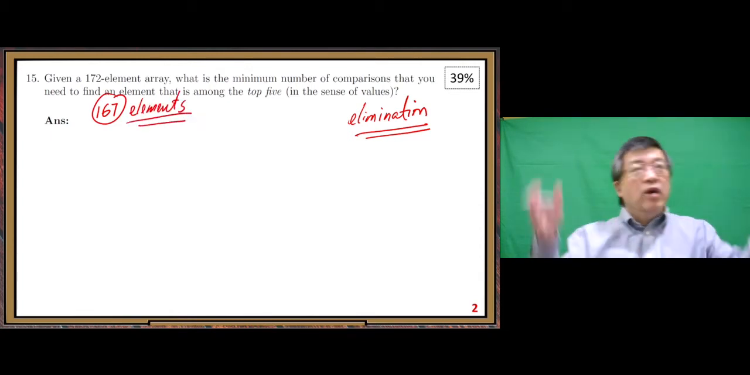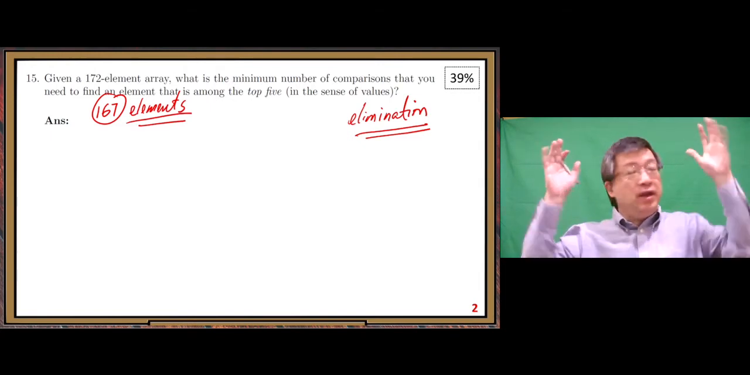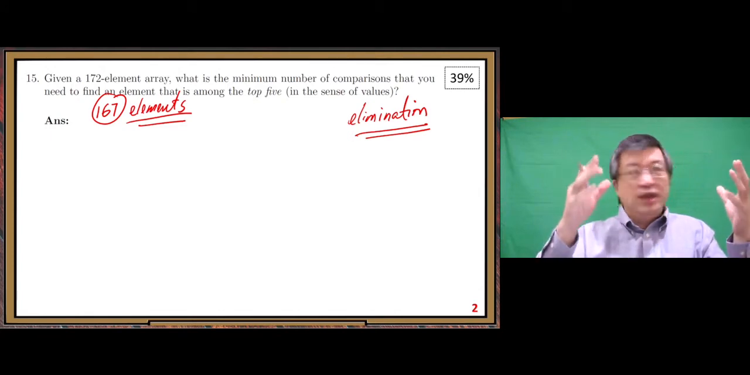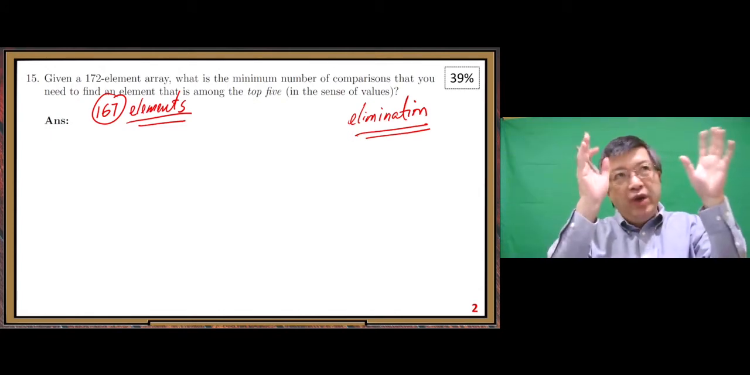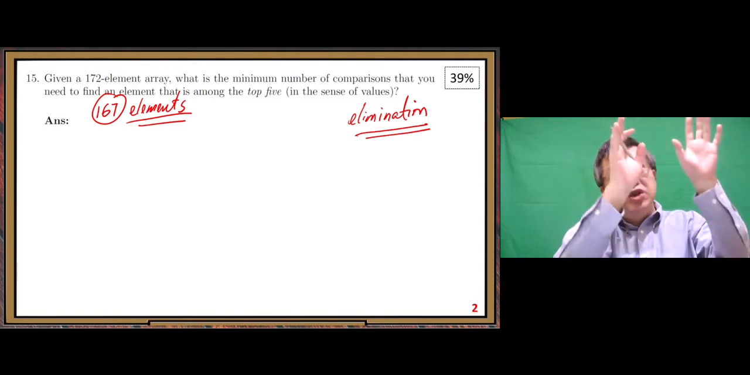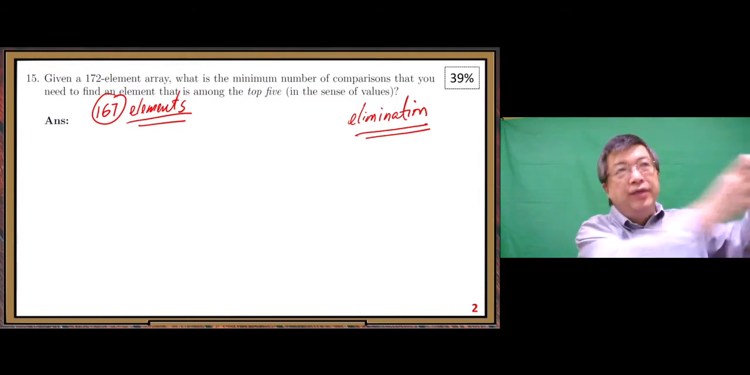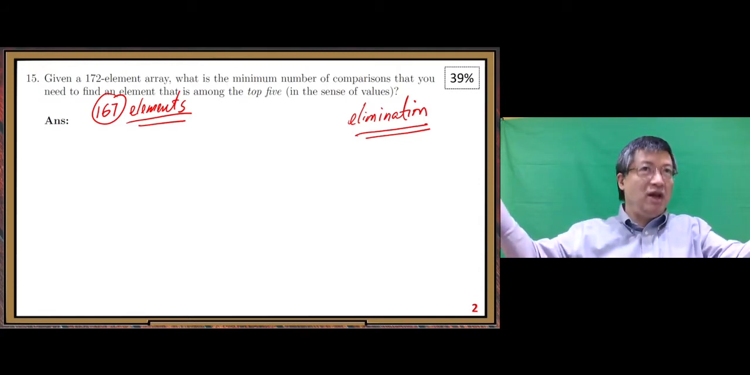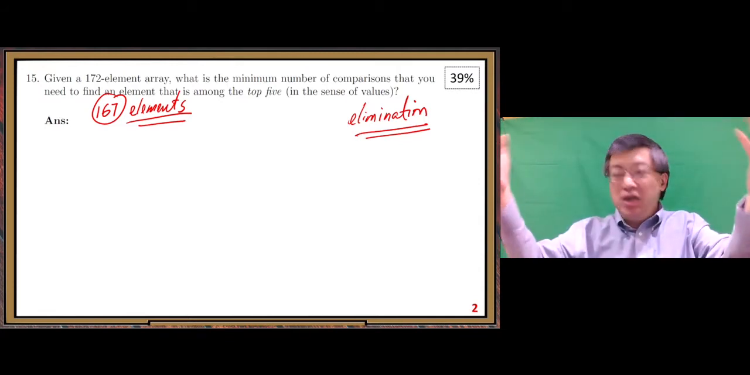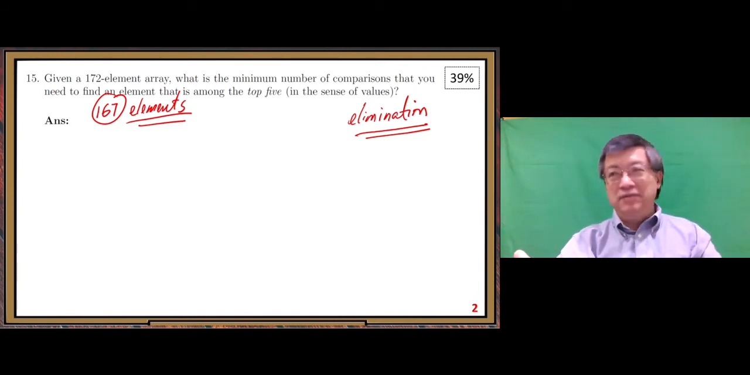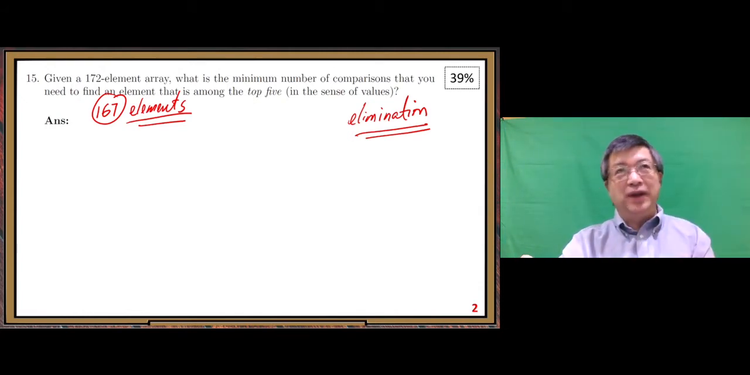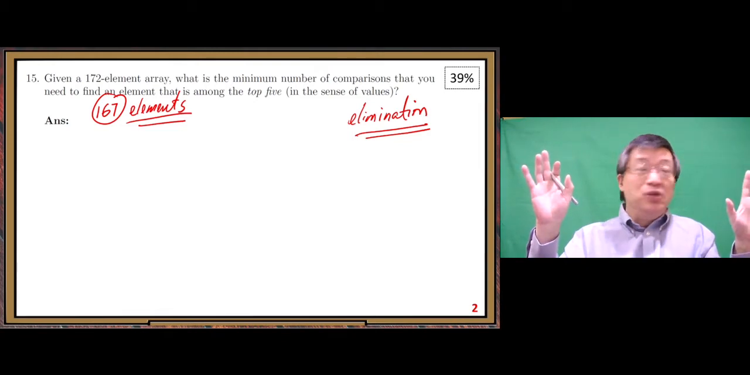If we can eliminate using comparisons, but how to do comparisons? Any comparisons, if we can eliminate 167 elements, any of the remaining 5 must be in the top 5, right? So that's the way we view this question. Now to do the elimination. You can do random elimination.